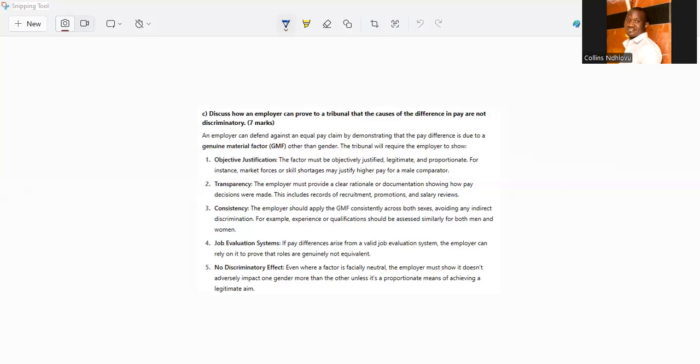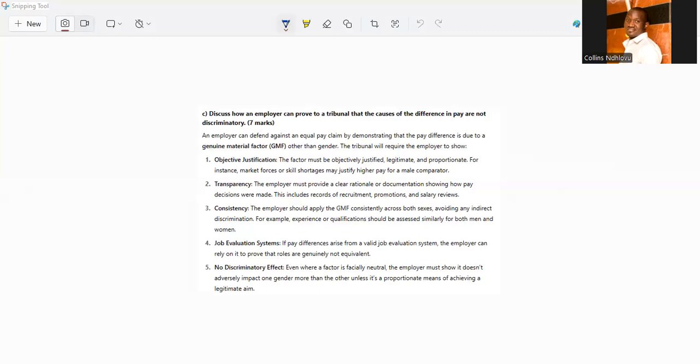So this can be justified. Yes, there's a dispute to say, how come this person gets more? So as an employer, you can give justification. These are some of the justifications that we talked about. Sometimes it could be shortage of a certain skill. Sometimes the rate that the market calls for could be different. So these are some of the points.